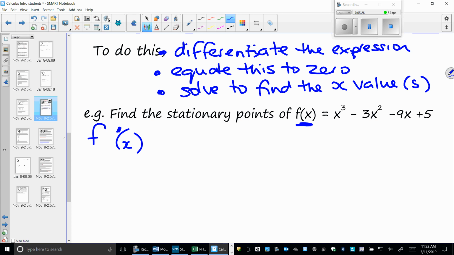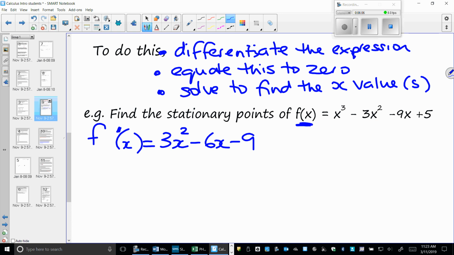I perhaps should have said, remember we need to look at the expression and determine if we need to rewrite anything. I don't have any square roots, I don't have any fractions, so I'm good to go with this one straight away. So do make sure that you're checking the expression before you start differentiating. Now I know I can differentiate. So do you remember how to differentiate? Is it 3x squared? Yep. Minus 6x minus 9. And then is that the one that becomes 0? Yes. Okay.